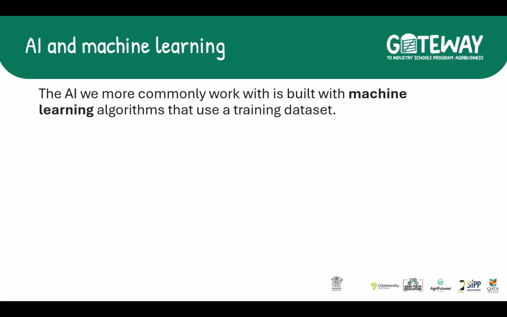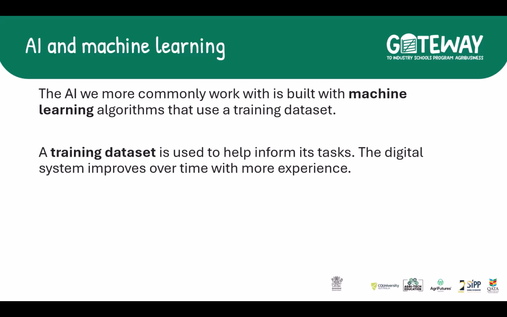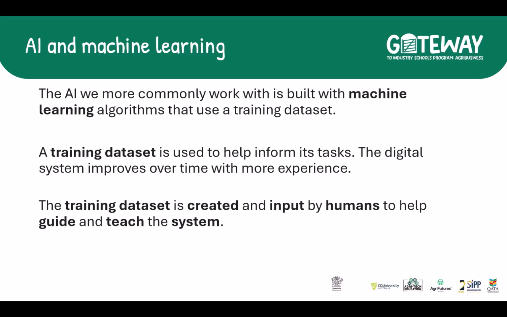The AI we more commonly work with has been built with machine learning algorithms that use a training dataset. So a training dataset is used to help inform the computer of its task. So that digital system will improve over time and with more experience. The training dataset is created and inputted by humans to help guide and teach the system.